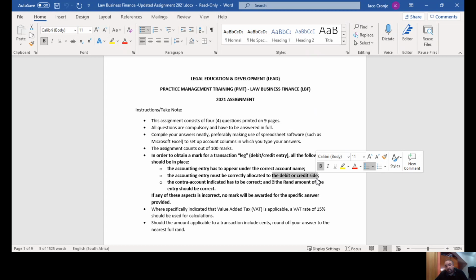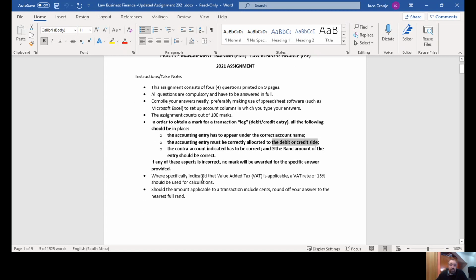So in the account where you're posting it to, you're going to write bank or whatever it is. In your bank, you're going to write fees. So that way around. And then obviously the rand amount must be correct. So if any of these are wrong, no mark will be awarded. If you don't do all those 4 things perfectly, then no marks will be awarded.